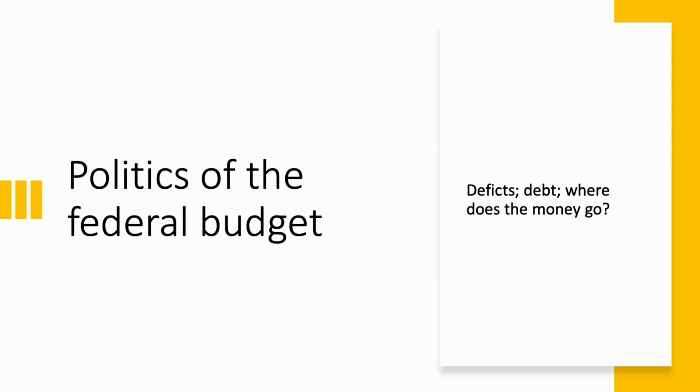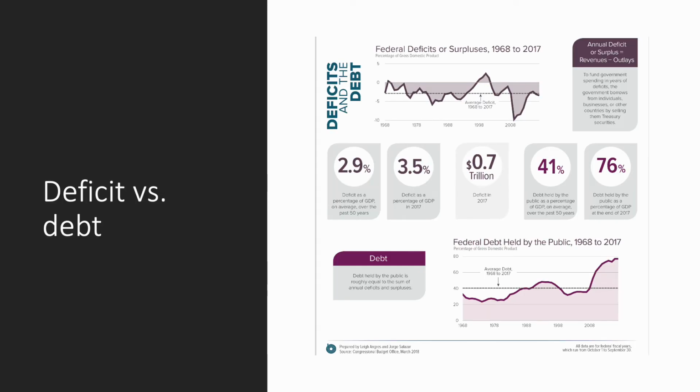Now let's talk a bit about the politics of the federal budget. We'll have more to say about that when we talk later in the course about social welfare policy and economic regulatory policy, or economic policy. But let's just get an overview of the system. First, some basic concepts about deficit and debt. Deficit and debt are two different things.